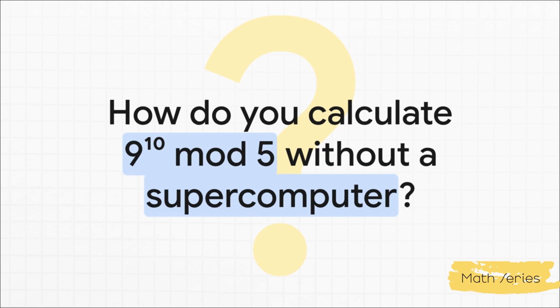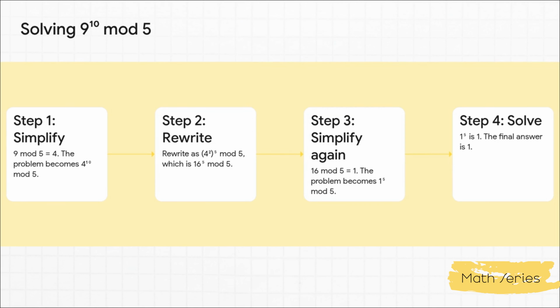But with our new friend modular arithmetic, it's shockingly simple. Okay, you ready? Let's walk through this little magic trick. First step, instead of dealing with a big old 9, let's just shrink it down right away. What's 9 mod 5? Well, the remainder is 4. So our huge problem just became 4 to the power of 10. Okay, it's better, but it's still pretty big. Now for the clever part.